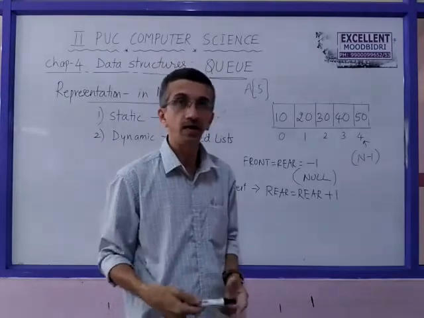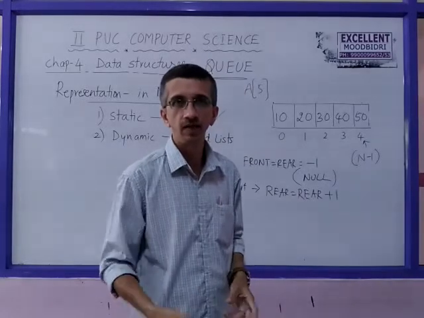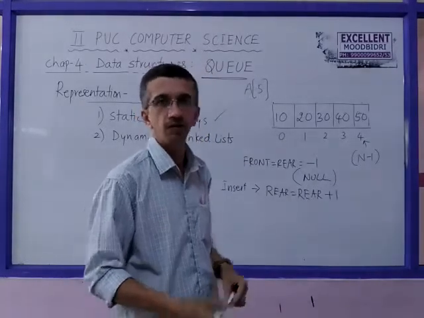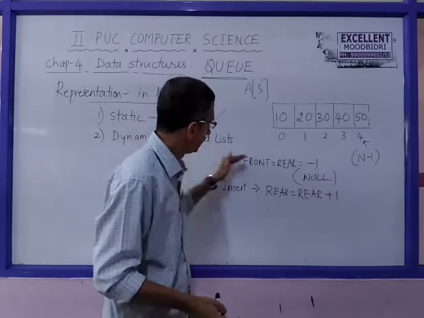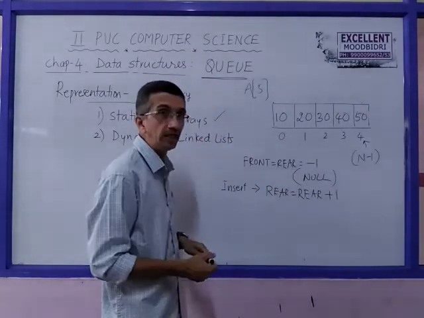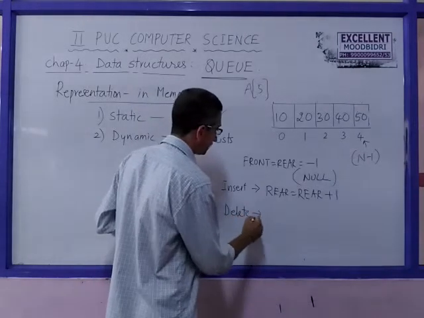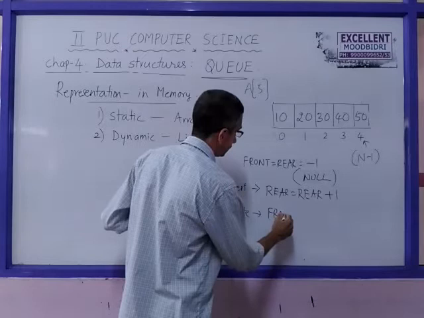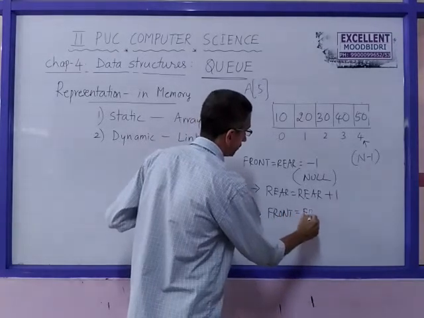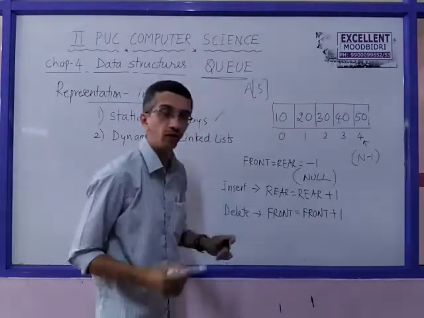So right now you can think of how to write the insertion algorithm. After this discussion we have to write the insertion and deletion algorithms for queues. So for insertion, rear is to be incremented. Now what about the deletion? Delete. It is front is equal to front plus 1. Increment front.